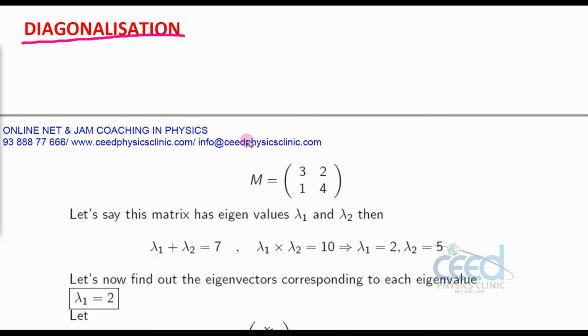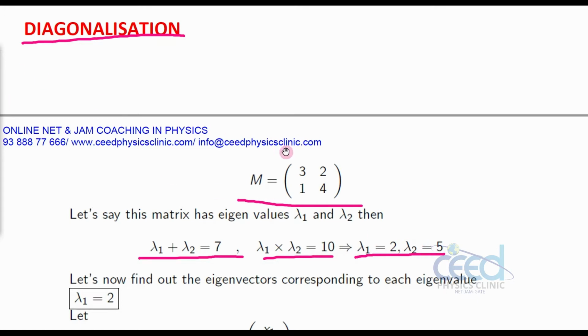Suppose you have a matrix M, that is [3 2; 1 4]. Now we know that the sum of eigenvalues is equal to the sum of diagonal elements, that is 3 plus 4, which is 7, and the product of eigenvalues, that is the determinant of this matrix, lambda 1 lambda 2, is equal to 10. So we have two equations for lambda. By solving these two equations, the eigenvalues are 2 and 5.